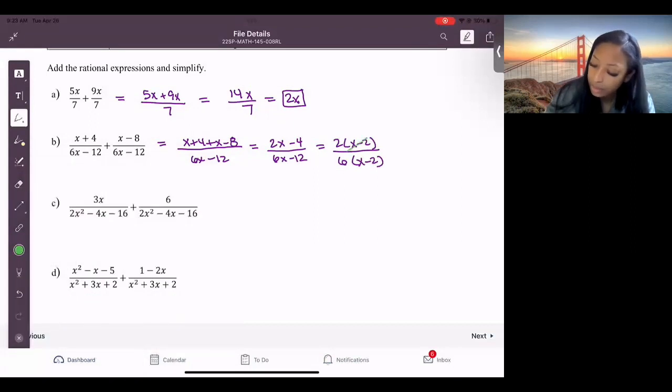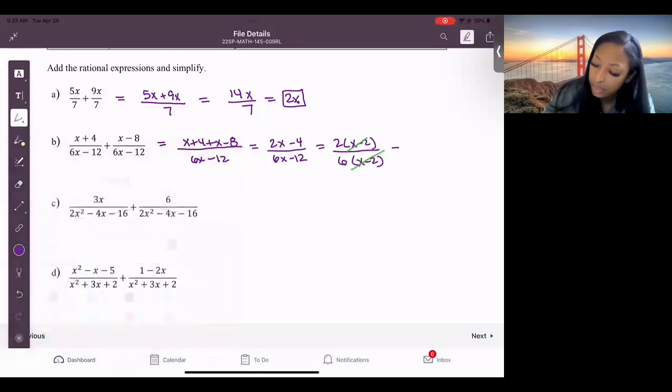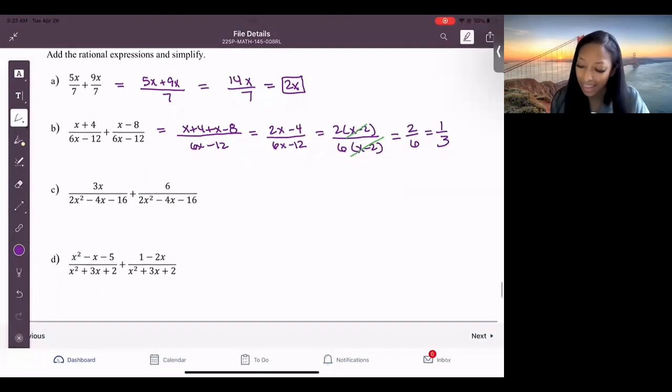We see those x minus 2's cancel out, and that leaves us with 2 over 6. But 2 over 6 can be simplified more. That's just 1 over 3. On to part C, okay?